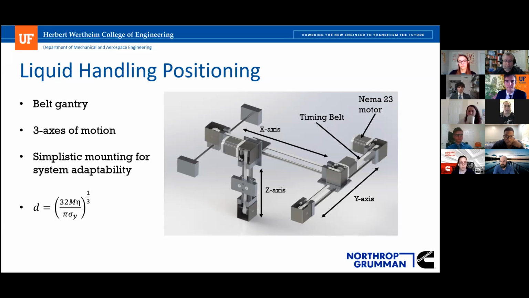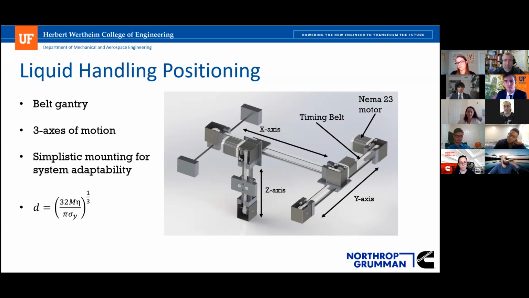We're using NEMA 23 motors with timing belts and pulleys to do XYZ motion. One feature of this is that the mounting systems for each axis are very simple and almost blank slates, so that this could be adapted for other needs, experiments, or desires that the customer may have. Our goal, and a really big point in our design, was to be able to change things out very easily by having 1/4-20 holes that subsystems can be mounted to and designed around.